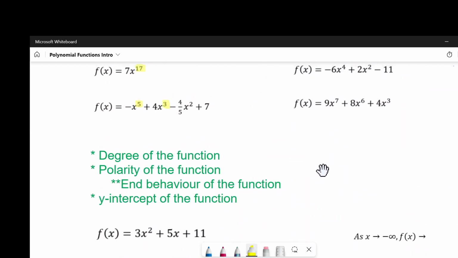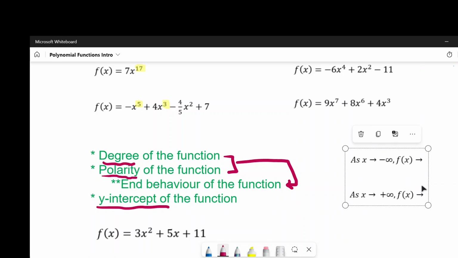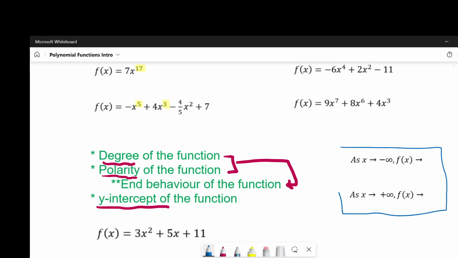If you're given a polynomial in standard form, you should be able to identify the following things: the degree of the function, the polarity of the function, and those two things together will tell you the end behavior of the function. And then you should be able to find the y-intercept of the function. So briefly, let me review the end behavior of a function, because you can do this for any function, not just polynomial. These are two statements.